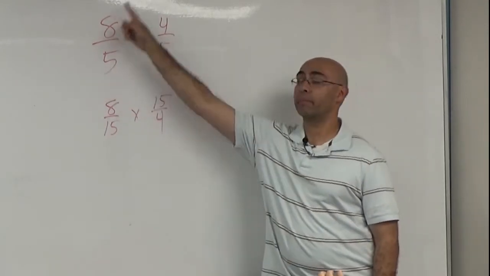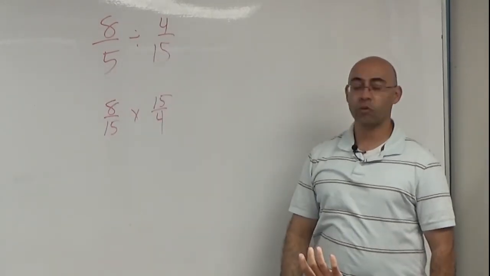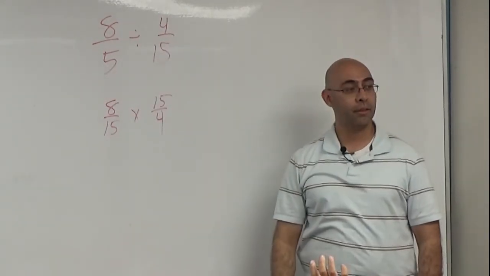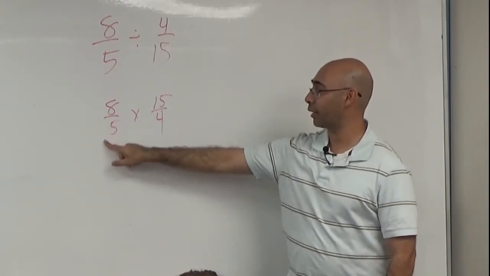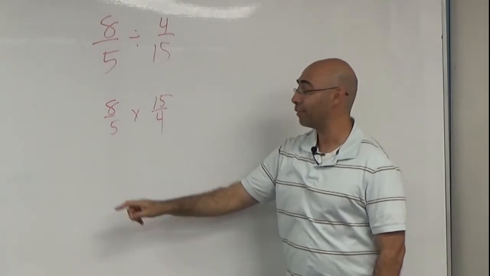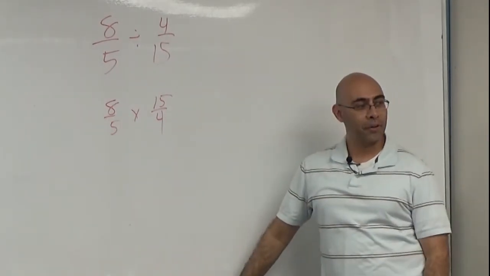This is the problem I made up. So it's 8 over 5 divided by 4 over 15. Yeah, it says 8. Exactly, 8 over 5. That's what it is, right there. Can't you see it? 8 over 5. I don't get the problem here.